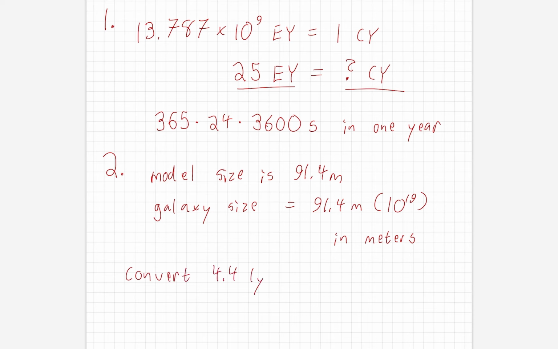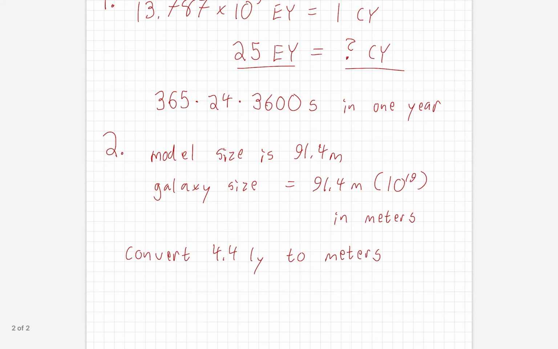Convert 4.4 light years, because light years, although it sounds like a time, are not. Light years are a distance. It's a measure of how far light travels in a year. That's 1 light year. In this case, 4.4 light years would be how far light travels in 4.4 years. Convert that to meters.